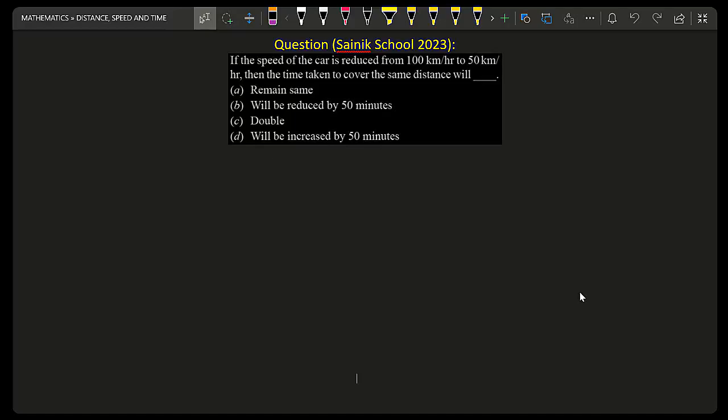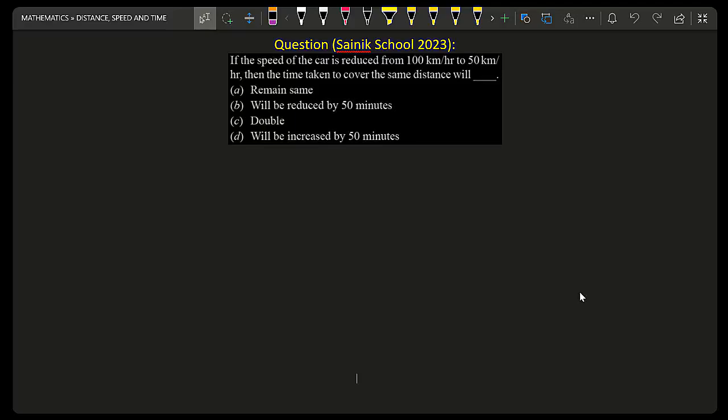Okay, reduced means decreased or increased? Sir, decreased. Initially, what was the speed? Sir, 100 km per hour. Later, it became 50 km per hour. Okay. If the speed is decreased from 100 to 50 to cover the same distance, what will happen to the time? Sir, will be reduced by 50 minutes. When you decrease the speed, what will happen to the time?